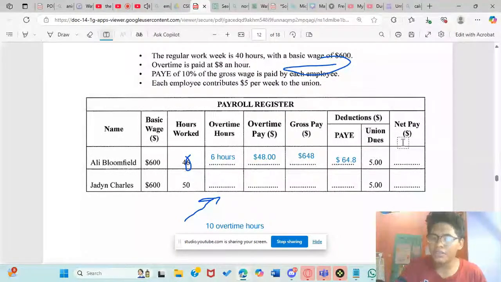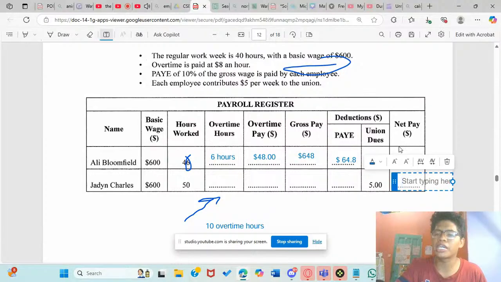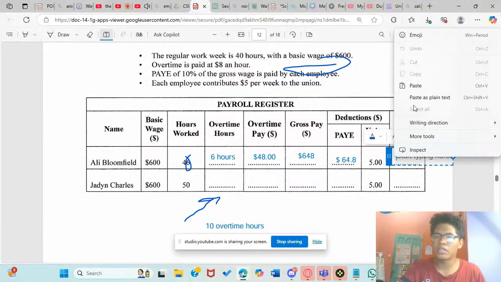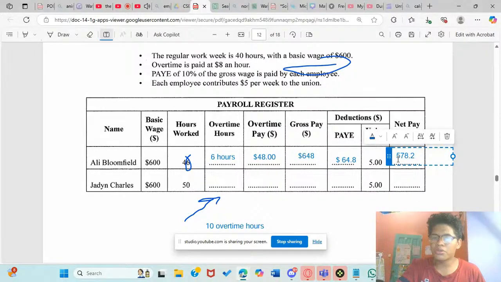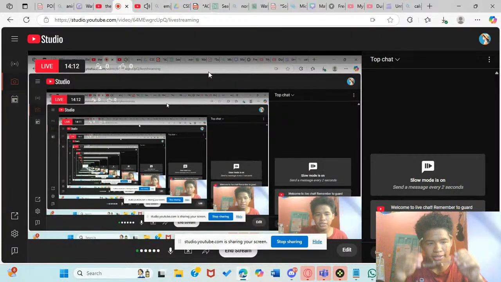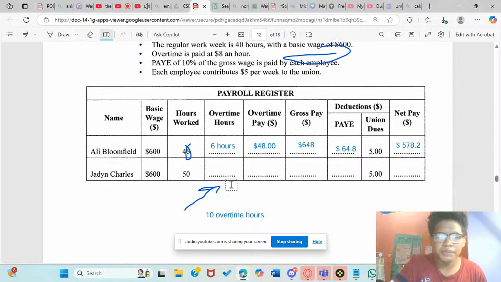If you guys have a different answer, if you want to debate over this, it's not a problem. I'm willing to chat. The chat is open. So this is the overall net pay. We'll just follow the same process. All right, so that's it.